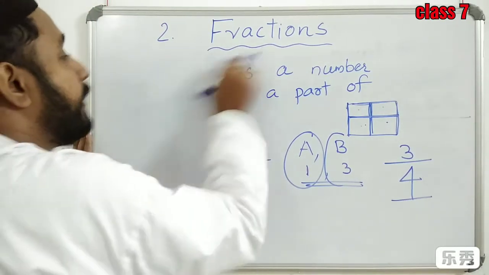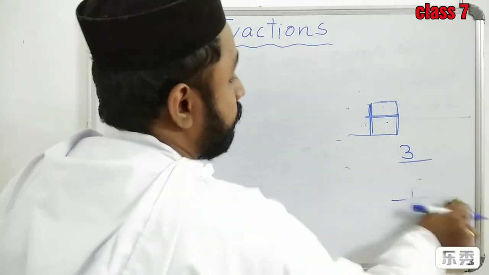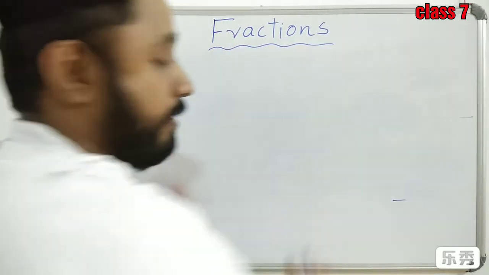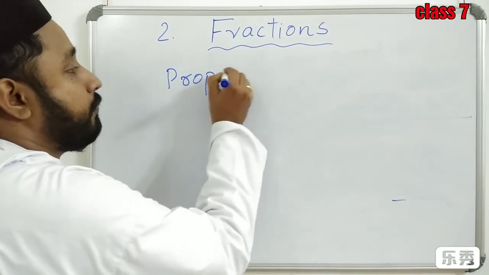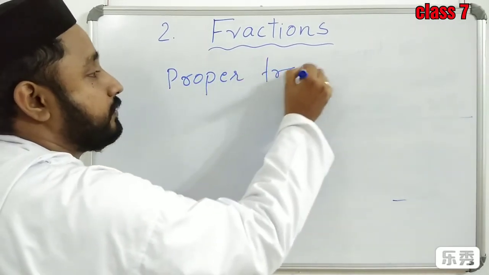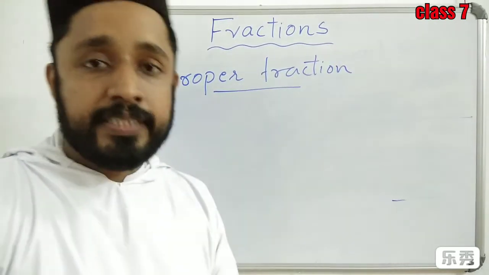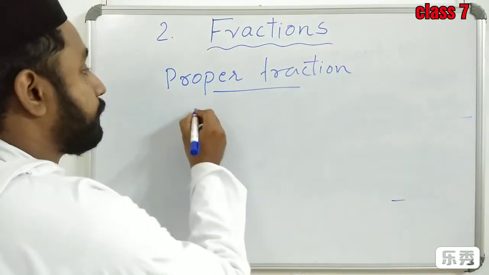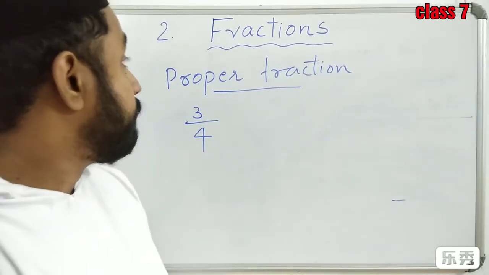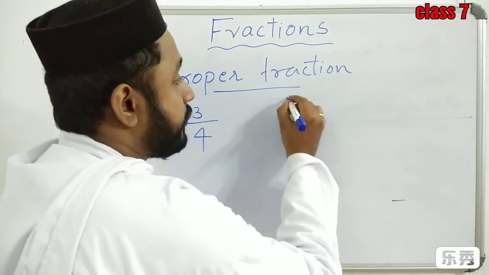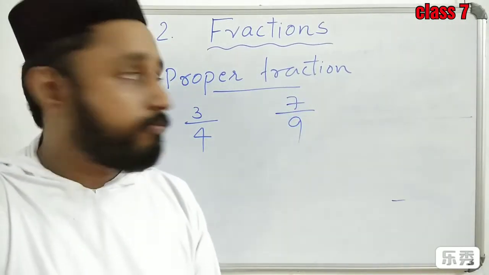Another thing we studied in your previous class is the different types of fractions. First one is the proper fraction. What do you mean by a proper fraction? I will write some examples and explain. 3 by 4 is an example of a proper fraction. 7 by 9 is also an example of a proper fraction.